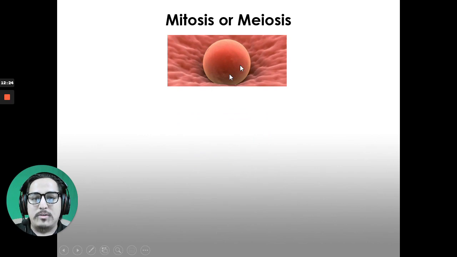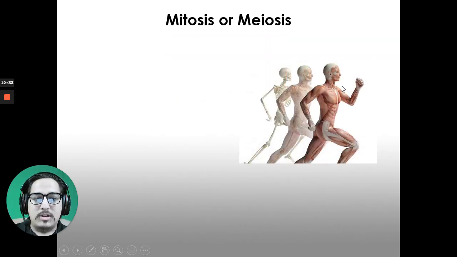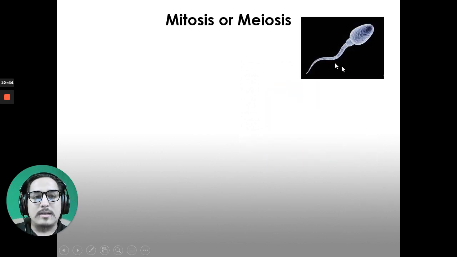Oh, that's the egg of the female. Should be easy. An egg is a sex cell, which is a gamete. Gametes are meiosis. It's a person running. You can see their muscles, their tissues, their skeleton. It's part of their body. Body is somatic. Somatic is mitosis. Here we have a sperm cell. That's a sex cell, which is a gamete, which is meiosis.